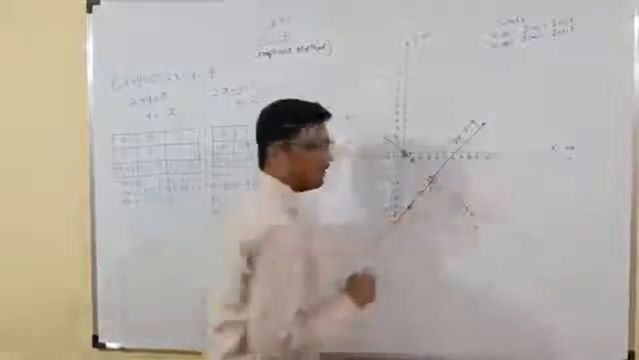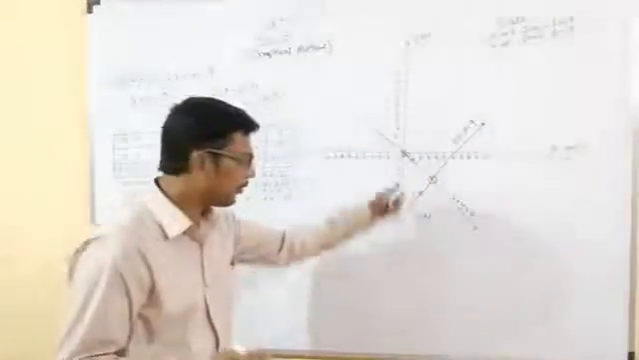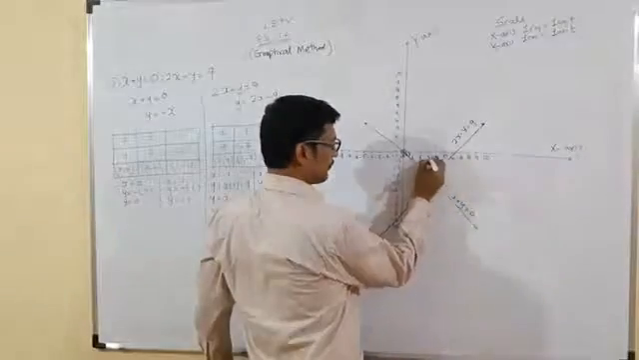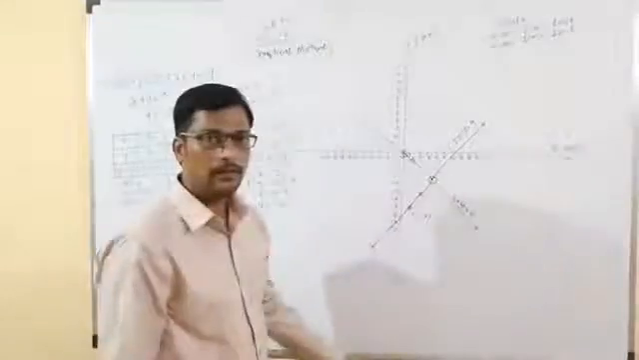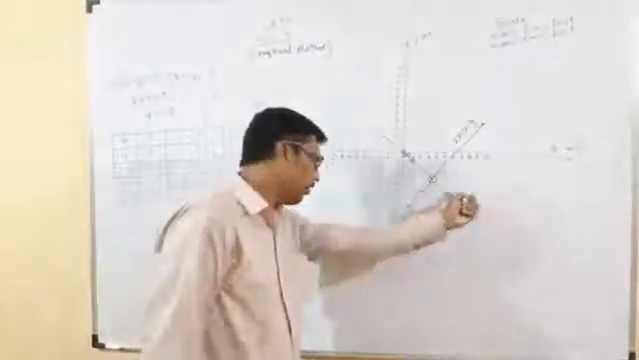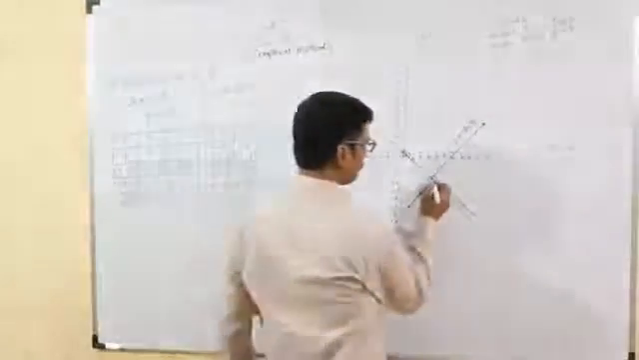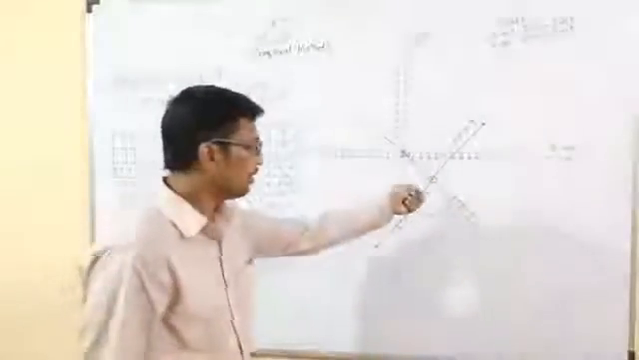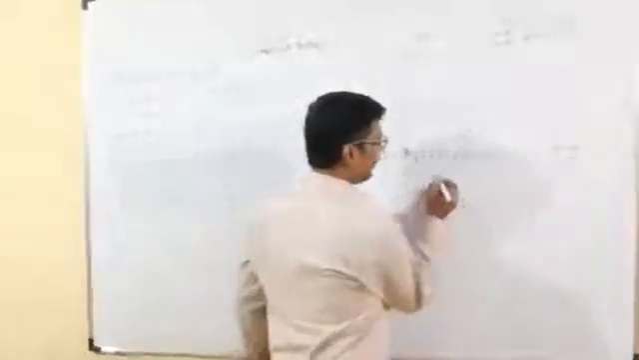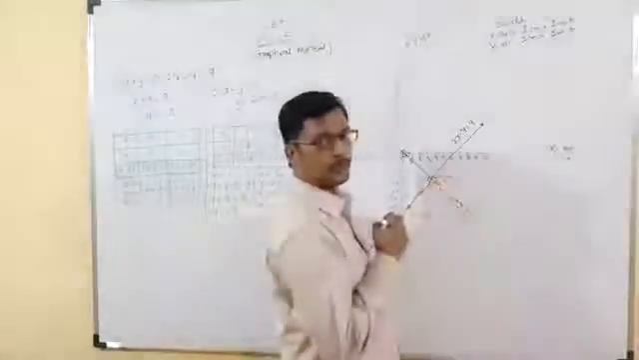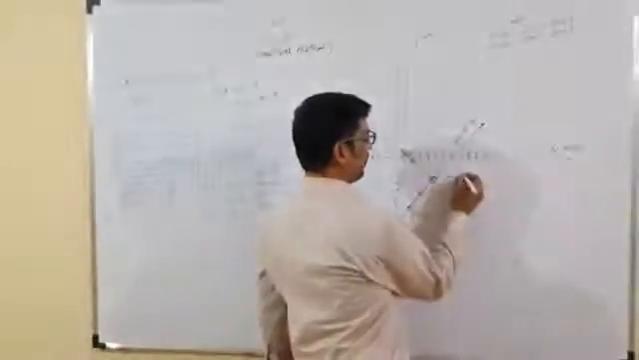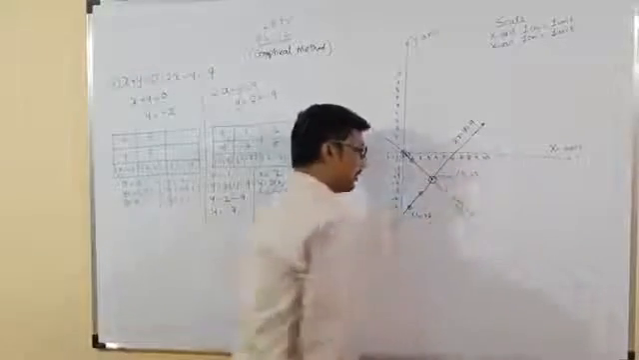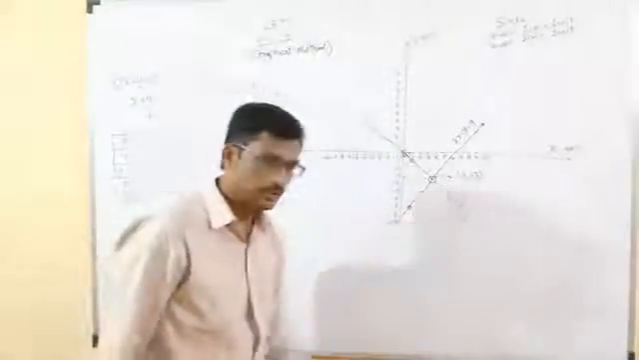At this point. Now, what I will do, I will draw a perpendicular on x-axis, like this. And I will draw a perpendicular on y-axis also, like this. Isn't it? So, that point of intersection is nothing but the point of solution. So, I got the answer as value of x as 3 and value of y as -3. This is the required solution.